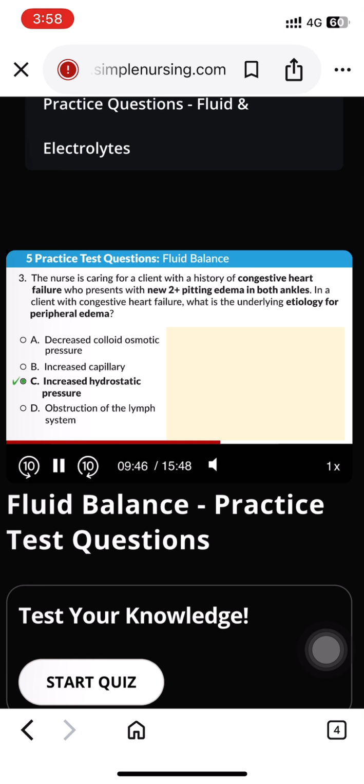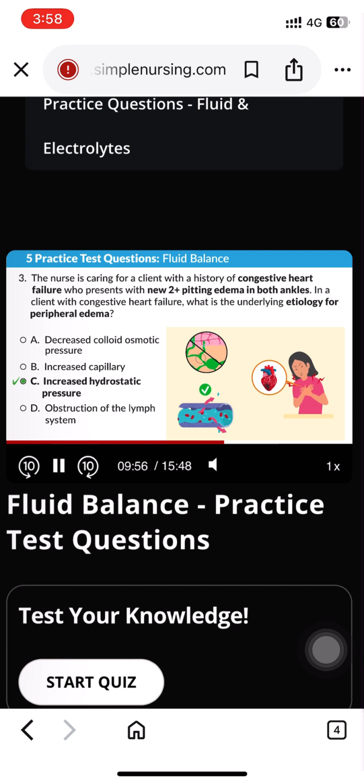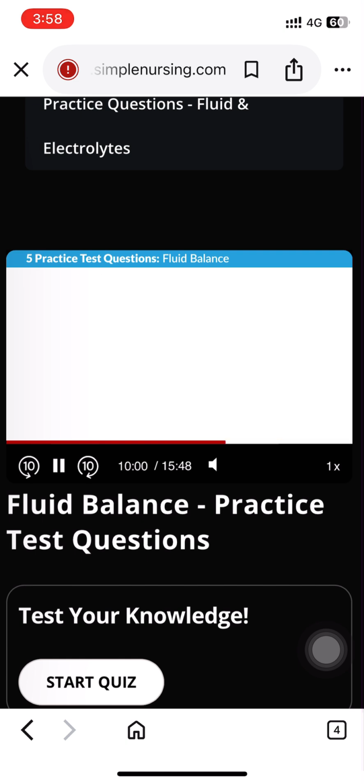And D is incorrect. Obstruction of lymph system. No, this was pretty close though. There is no obstruction of the lymphatic system in heart failure. Only increased fluid pressure. All right, moving on to question 4.